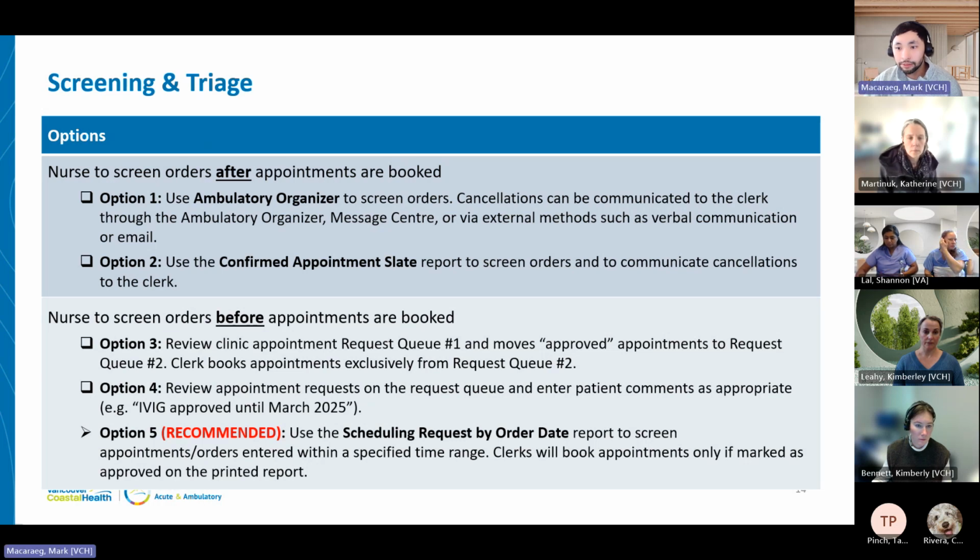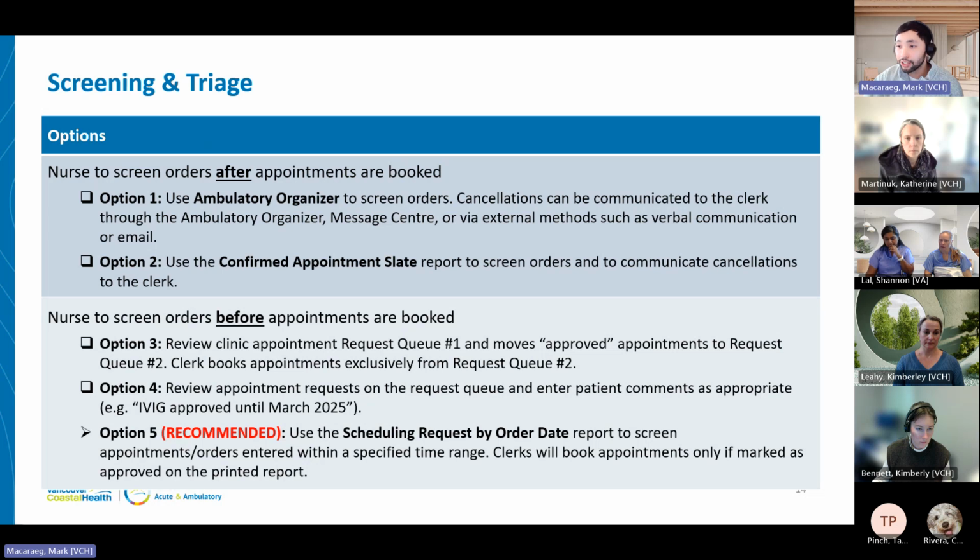Okay, so for option 3, the nurse would have to use the scheduling appointment book to check the clinic's appointment request queue. For any appointments that they approve, the nurse can move that appointment to a different request queue that's specifically used by the clerk to book appointments. Fourth option is the same thing.